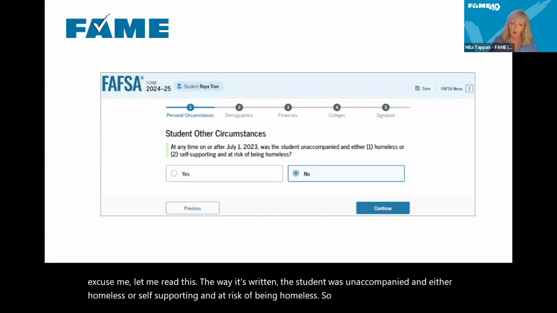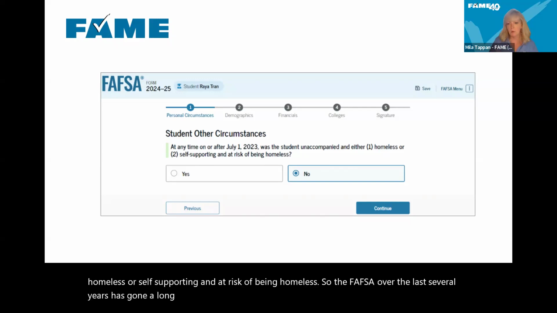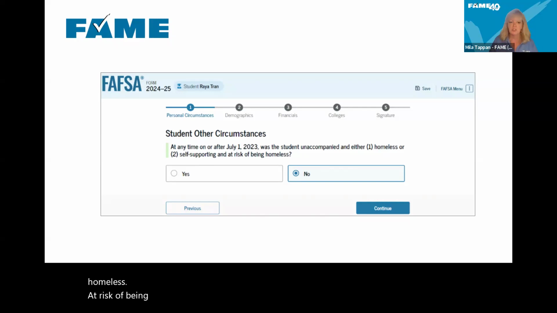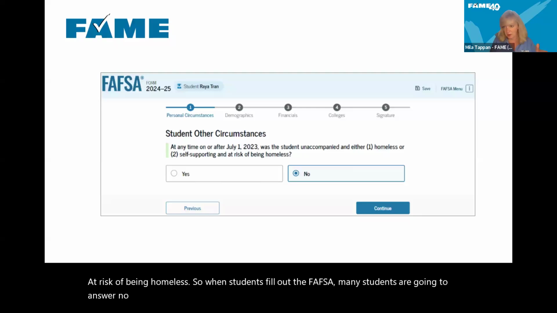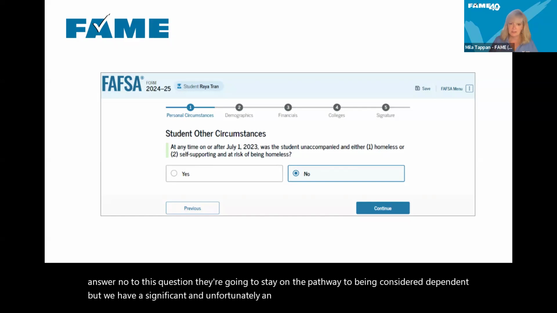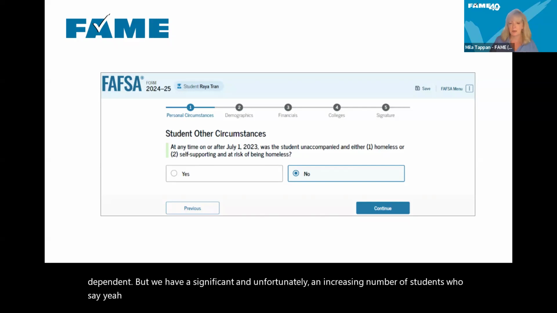So the FAFSA over the last several years has gone a long way to recognize that we have an increasing number of students who are homeless or at risk of being homeless. So when students fill out the FAFSA, many students are going to answer no to this question. They're going to stay on the pathway to being considered dependent. But we have a significant and unfortunately an increasing number of students who say, yeah, that is my situation.